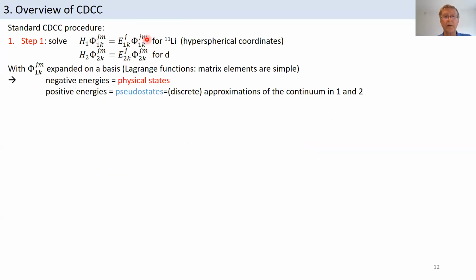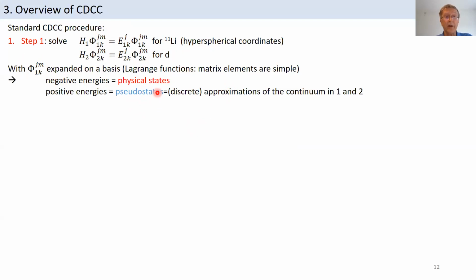You first solve the Schrödinger equation for lithium-11 in the hyperspherical method, then for the deuteron. So these are rather simple things which were done in the past. These functions here I've expanded on a basis, and I'm using Lagrange functions. I will say a bit more about Lagrange functions in the next slide.